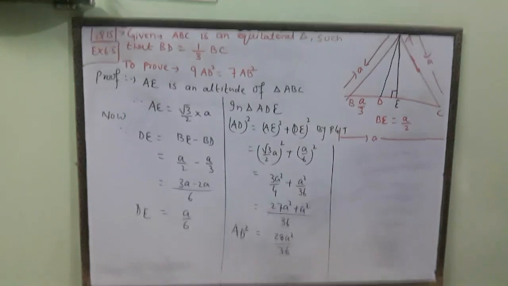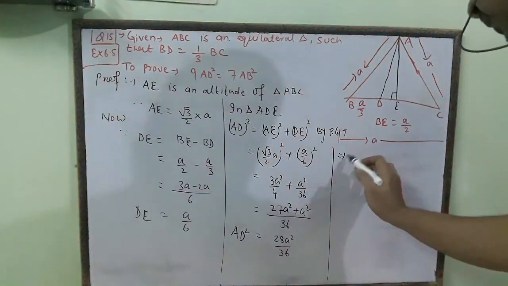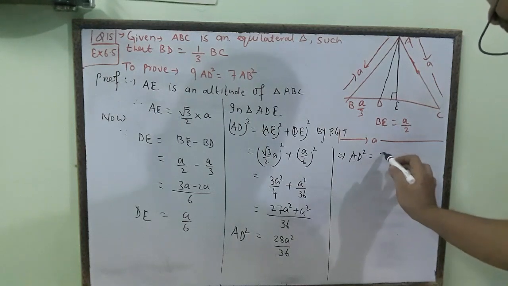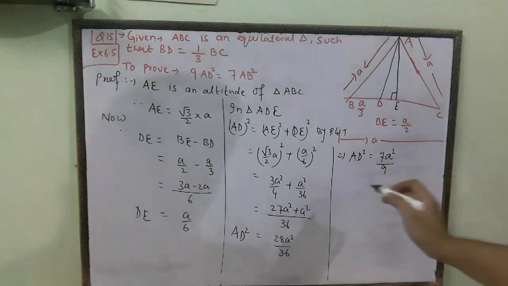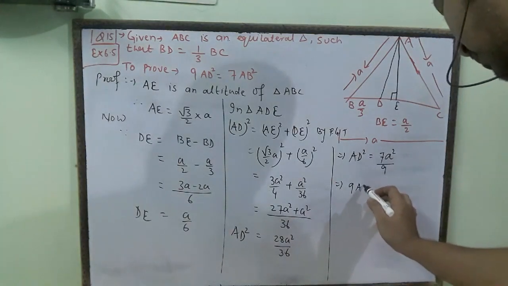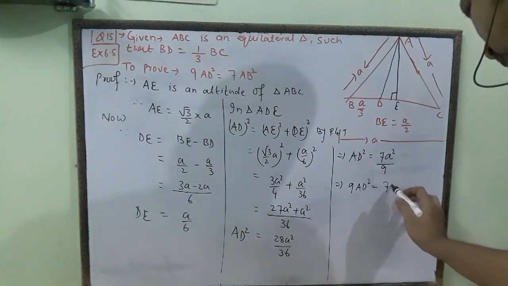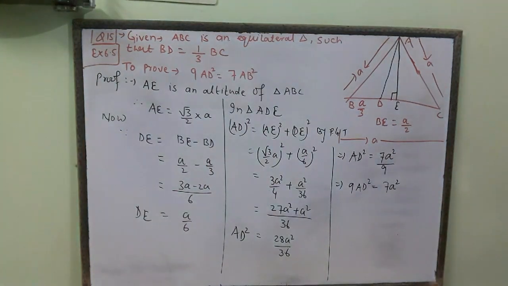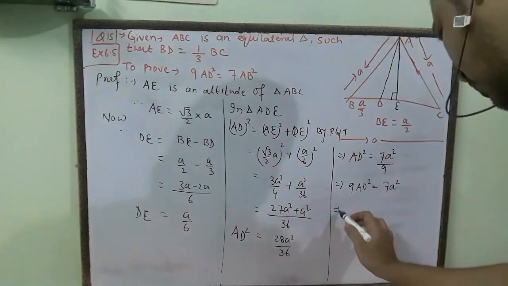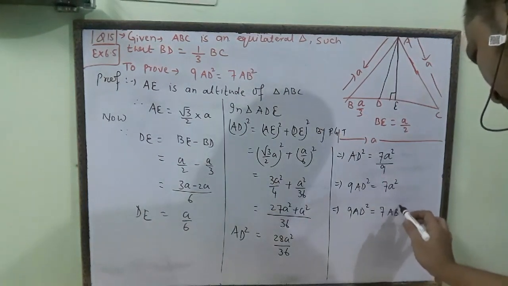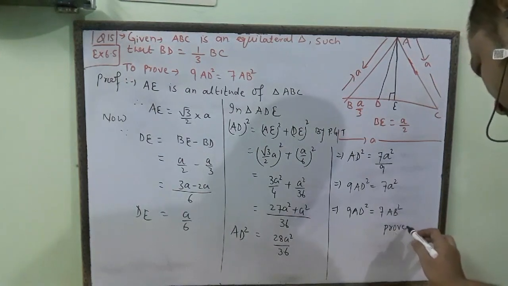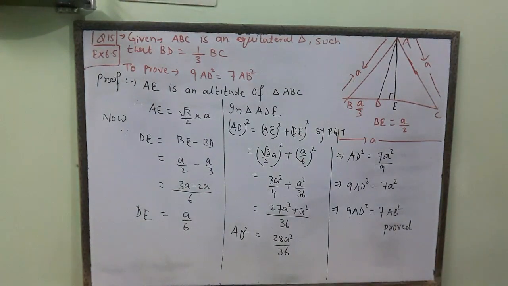28 and 36 will divide by 4, so we can say that AD square is equal to 7a square by 9. 4 7s are 28, 4 9s are 36. After cross multiplication, it will be 9AD square is equal to 7a square, and A can be written as AB, AC and BC. So we can prove that 9AD square is equal to 7AB square, because AB, BC and AC is equal to A. This is the proof of question number 15.